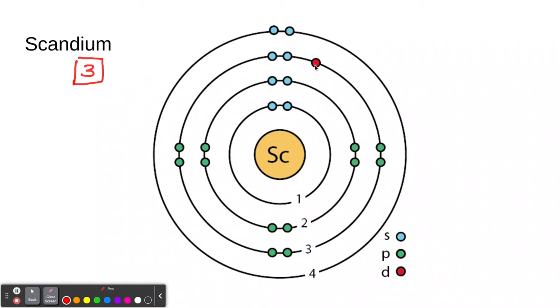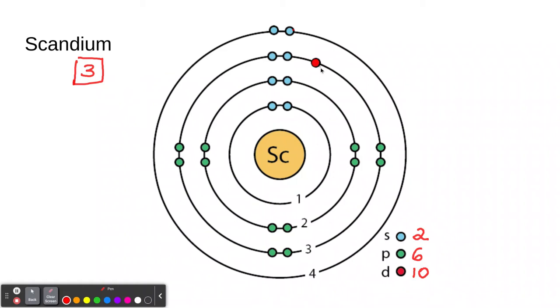d subshell. You have to include the d subshell when it's not complete. As you can see, it's not complete. You can fit more d subshells in here. Remember, you can always fit 2 s, 6 p, and 10 d electrons. So you can fit 9 more. And because of that, you have to include the d subshell with the s subshell in that other energy level.